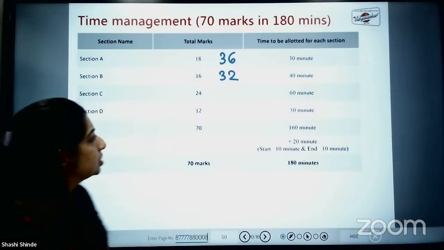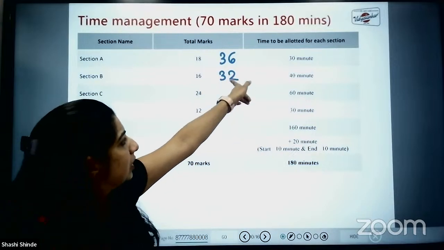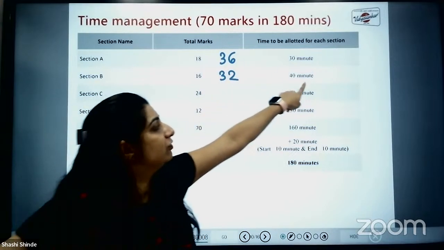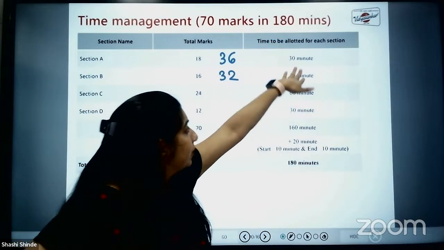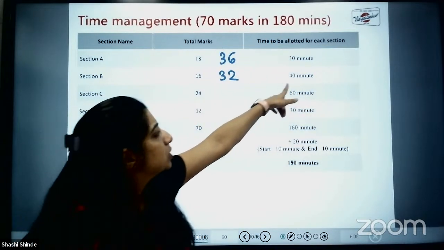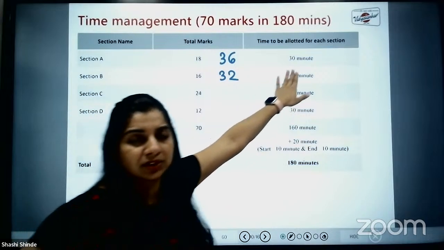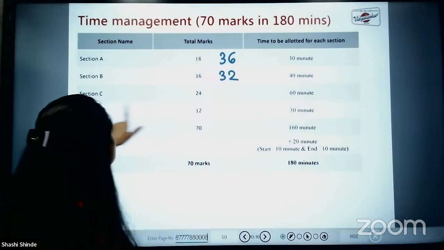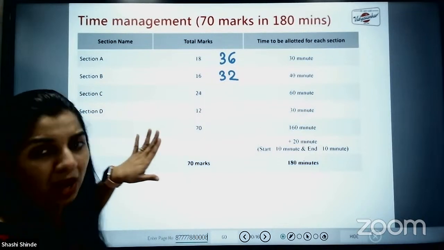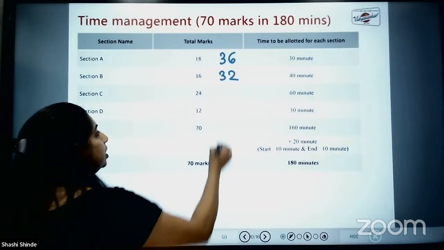So for 8 questions, instead of giving 32 minutes, we will give 40 minutes, because here we have saved our time, which we will utilize over here. So we can finish our section B in the remaining 40 minutes. Fine. Section C is for 24 marks, compulsory.